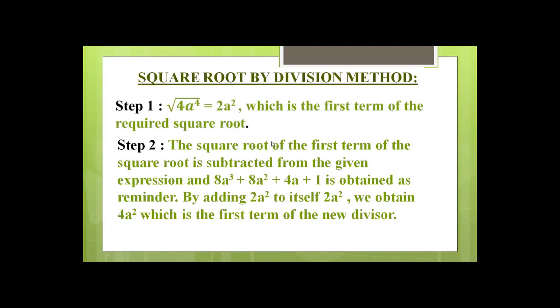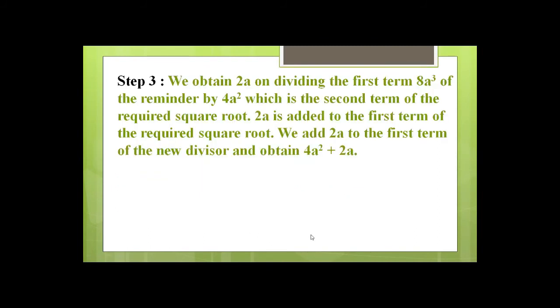Then step number 2: the square of the first term of the square root is subtracted from the given expression, and 8a cube plus 8a square plus 4a plus 1 is obtained as remainder. By adding 2a square to itself, we obtain 4a square, which is the first term of the new divisor.